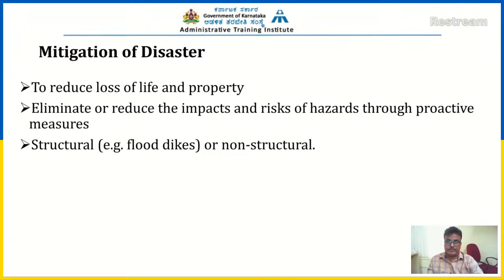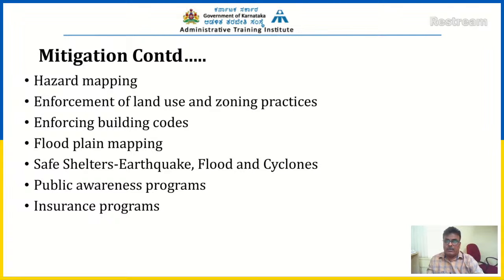The next one. Even hazard mapping comes under mitigation. So planning, mapping, vulnerability mapping, hazard mapping, resource mapping, social mapping, all these are also part of mitigation. Actually, enforcement of land use and zoning practices.